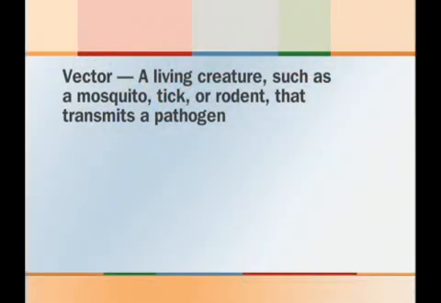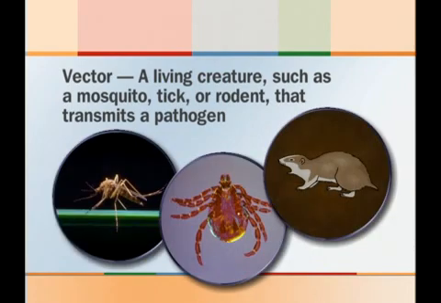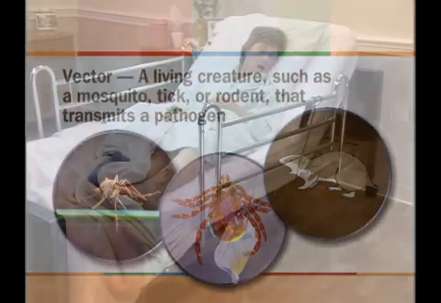Indirect transmission may involve a vector instead of a fomite. A vector is a living creature, such as a mosquito, tick, or rodent that transmits a pathogen. Examples of diseases that are transmitted by vectors include West Nile virus, Lyme disease, malaria, and plague.